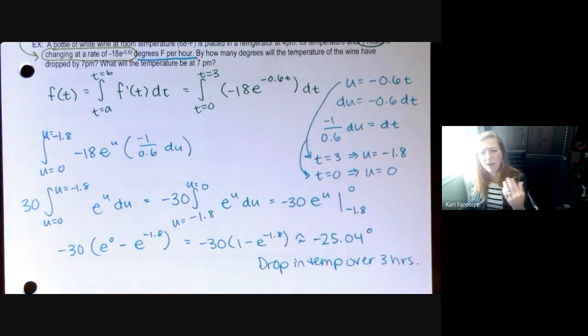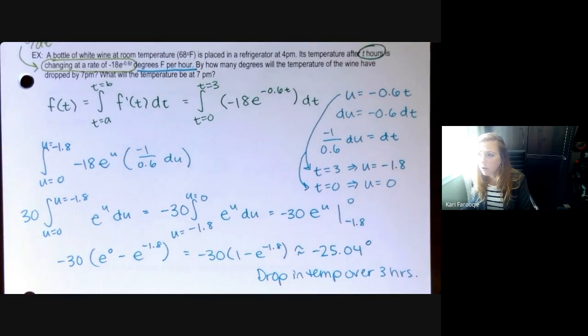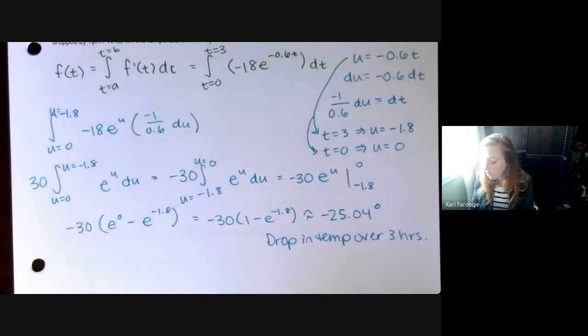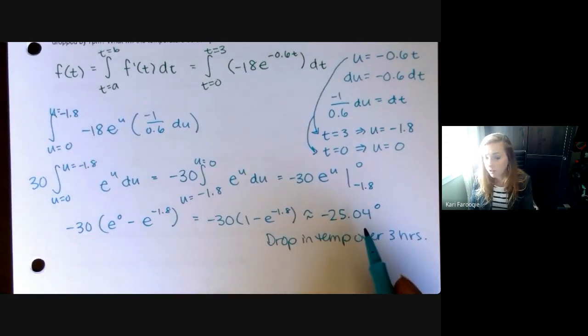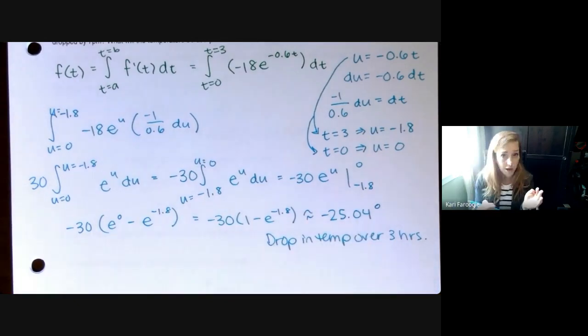If having the negative answer seemed wrong to you, remember, you put a bottle of wine in the fridge. It was at room temperature, and of course it's going to get colder while it's sitting in the fridge. So if the temperature dropped, it's because it was sitting in the fridge for 3 hours. So it dropped by 25 degrees. Negative just means the temp went down by that many degrees.